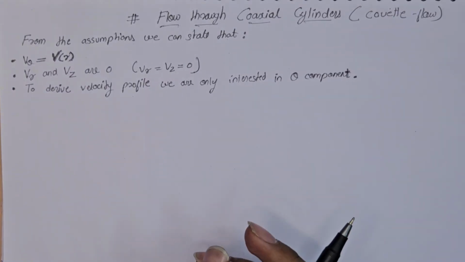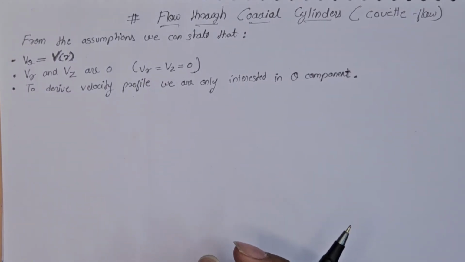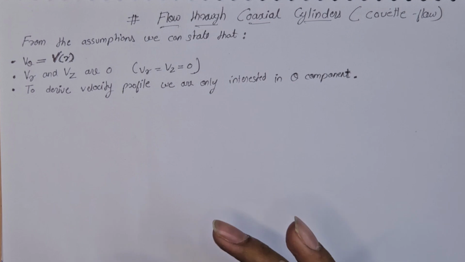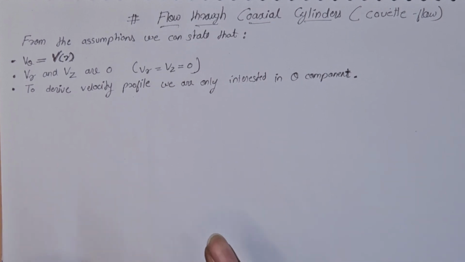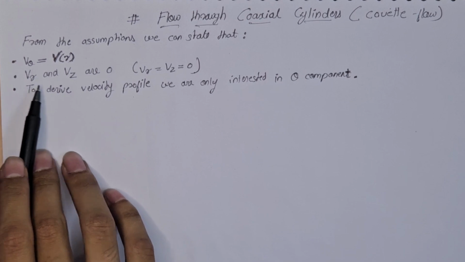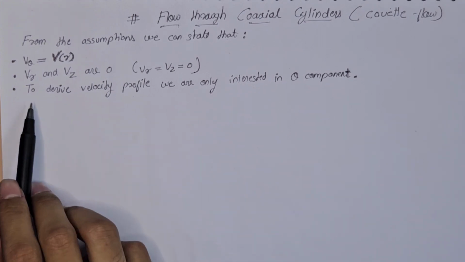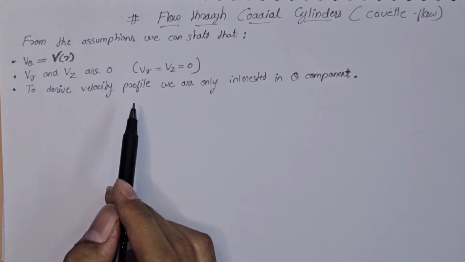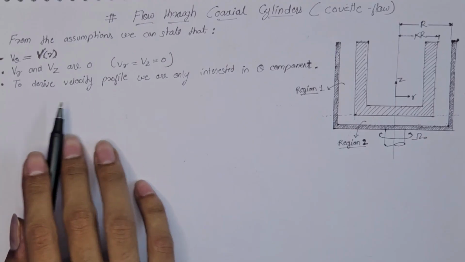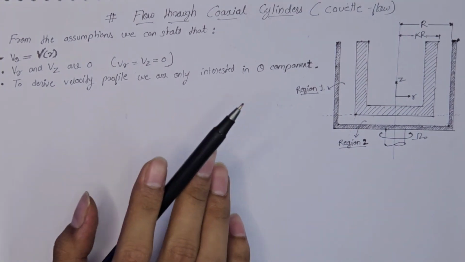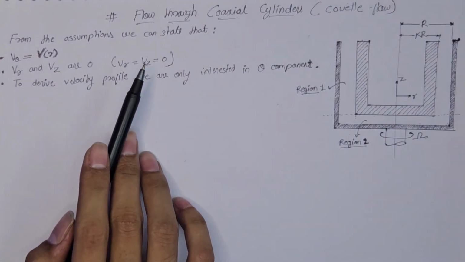So from the assumptions, we state that first, v theta is equal to v(r). As v theta is the only function of r, this is due to the 1D laminar flow, and as the velocity is symmetric in the theta direction, velocities in the z direction are 0. So that's why v theta is only a function of r. Again, vr and vz are 0. This is because of negligible end effects. To derive the velocity profile, we are only interested in the theta component, because the velocities in r and z directions are 0.